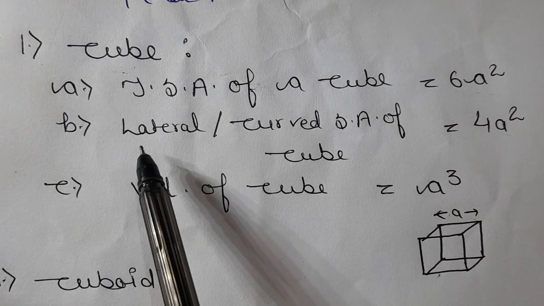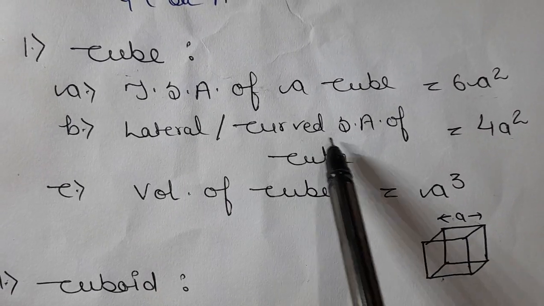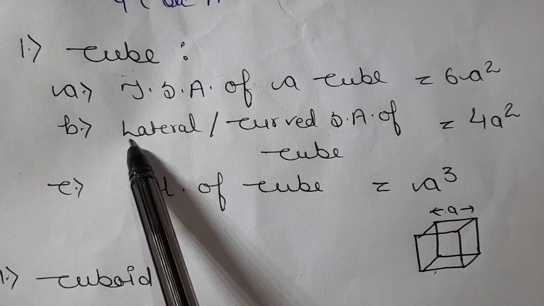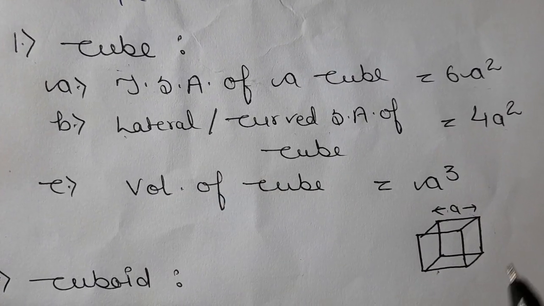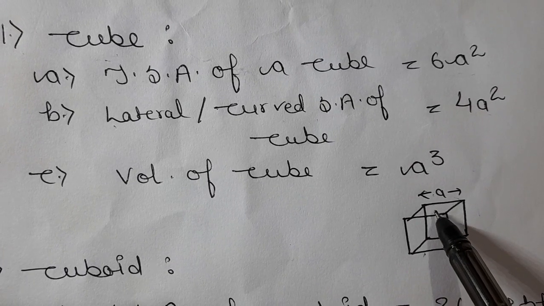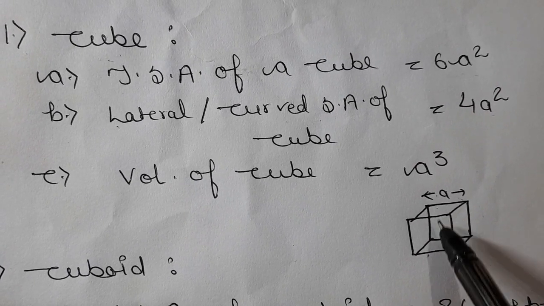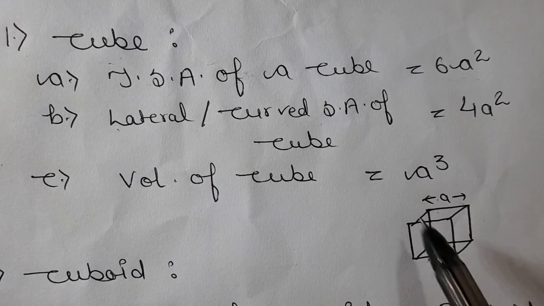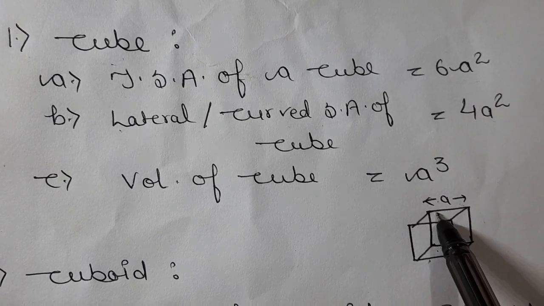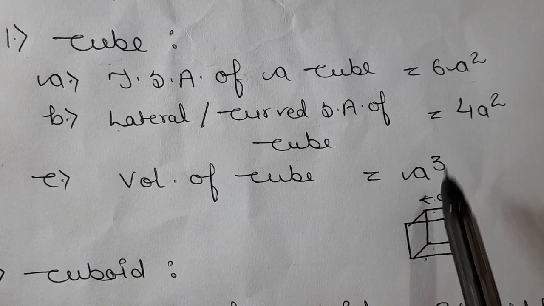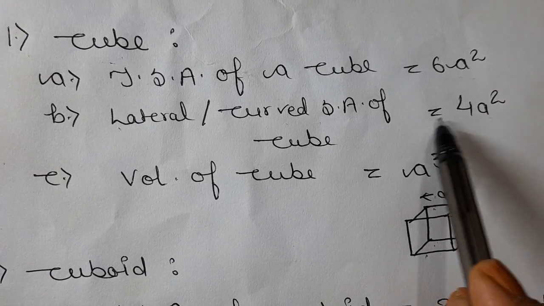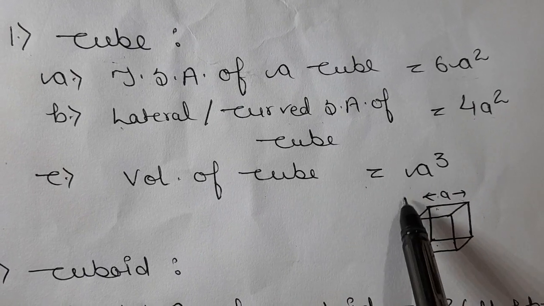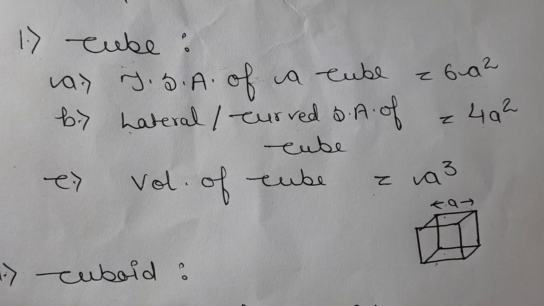The second part is lateral or curved surface area of a cube. Now what is lateral surface area? Lateral surface area is that area in which we remove the base and top of the shape. So that is the surface area of the four faces, so that is equals to 4a square. Next one is the volume of the cube, that is equals to a cube. This is all about the cube.